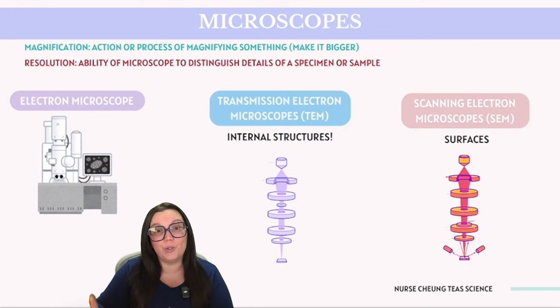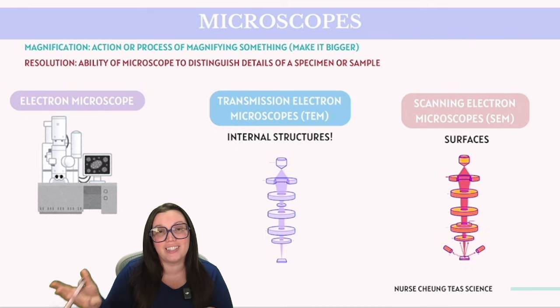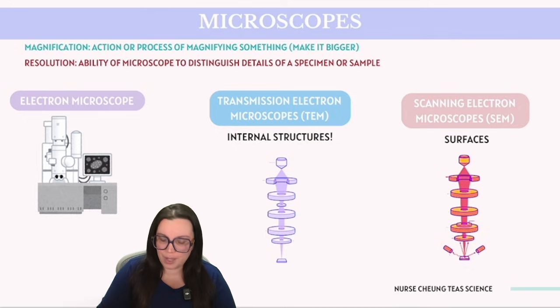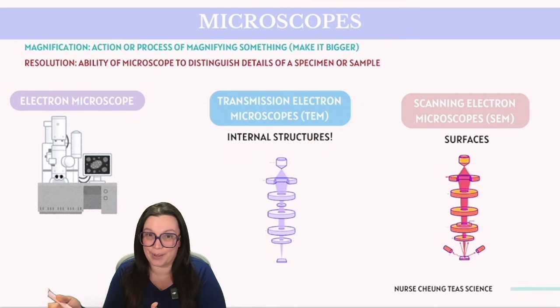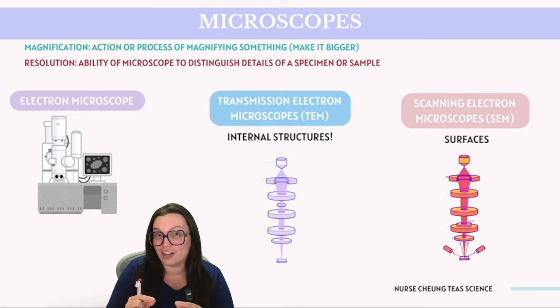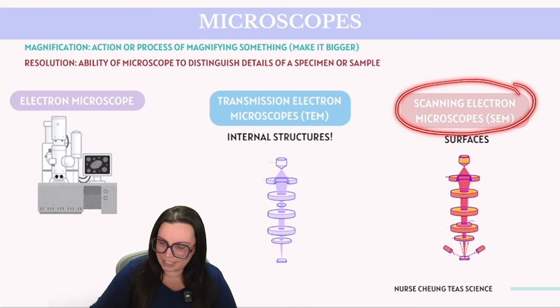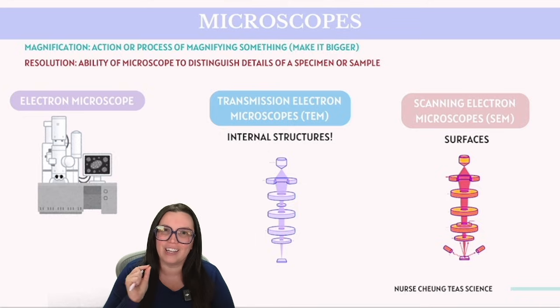Electron microscopes use beams of electrons instead of light to create images of the specimens. Among electron microscopes, we have two. We have transmission electron microscopes, known as TEM, which are particularly effective in examining the internal structures of a specimen. And on the other hand, we have scanning electron microscopes, known as SEM, which are better suited for detailed visualization of three-dimensional structures of a specimen.